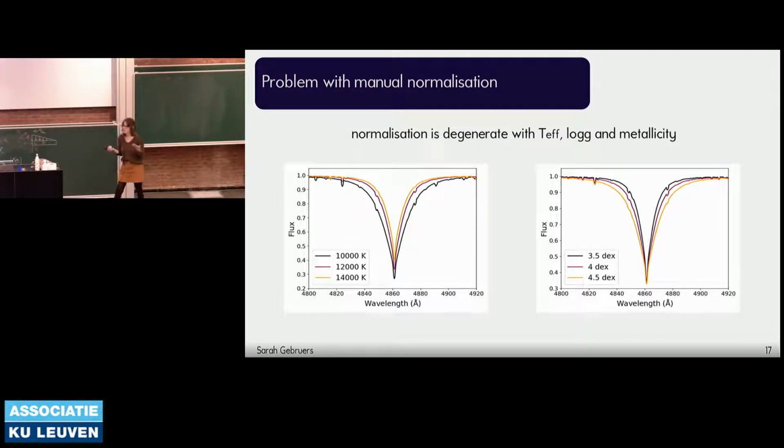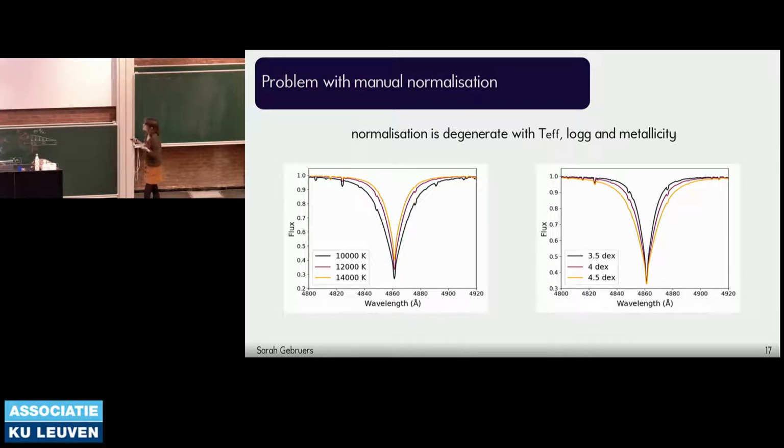And this is also really dependent on who does the normalization, so different people will deal with it differently. Even when you have seen many, many spectra, it can still be that you're doing it wrong, and you won't do it the same for different stars. So there will always be some kind of manual error that you get in your spectrum in this way.